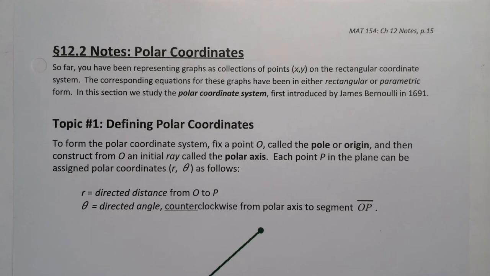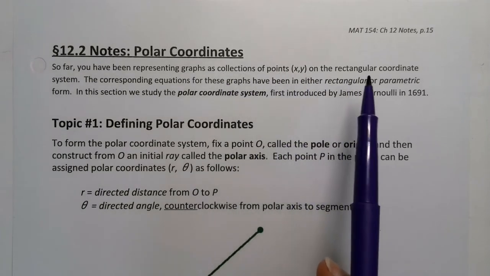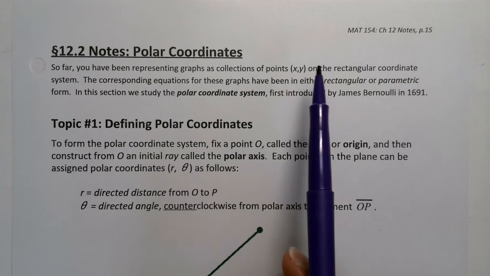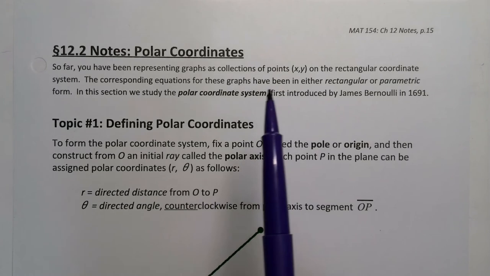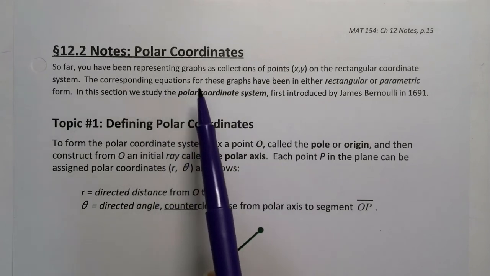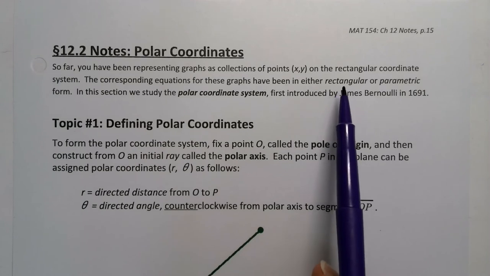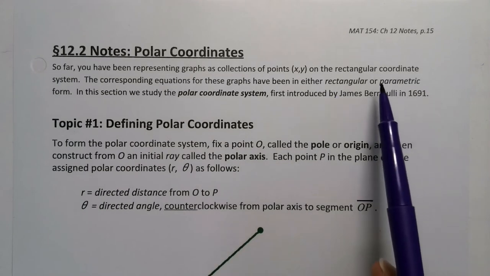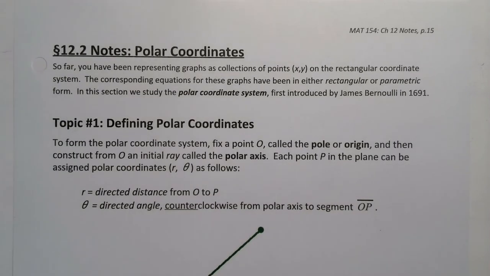So in your entire mathematical career, when you represented graphs, you represented them as collections of points (x, y) on the rectangular coordinate system. That grid that you know and love from when you first learned it in middle school, probably. But the corresponding equations for these graphs have always been in either rectangular coordinates, which is the most common way, or the newly learned parametric form. But in this section, we're going to study the polar coordinate system.